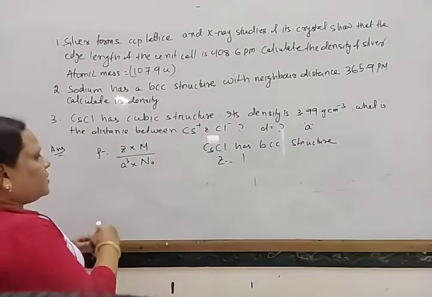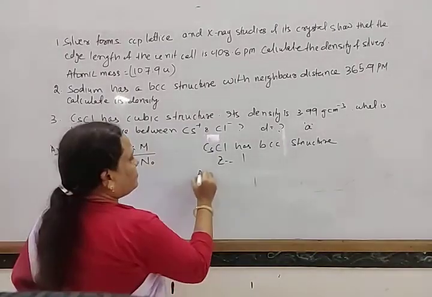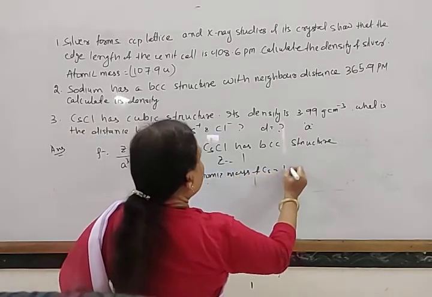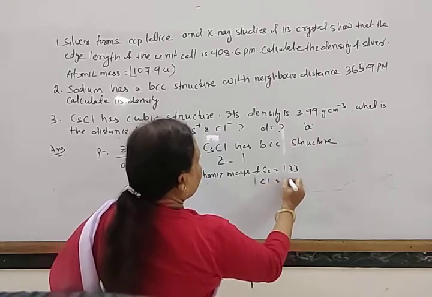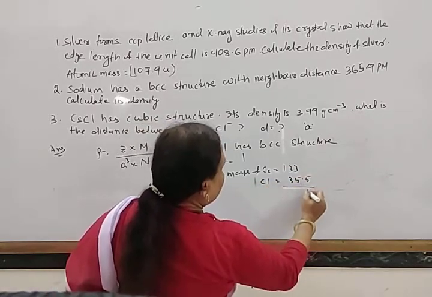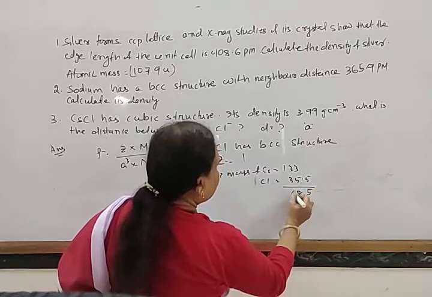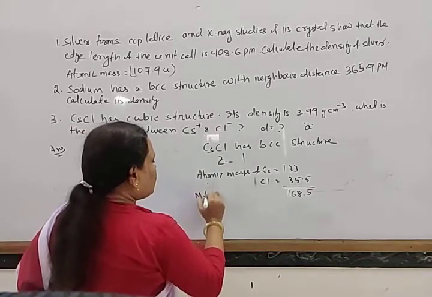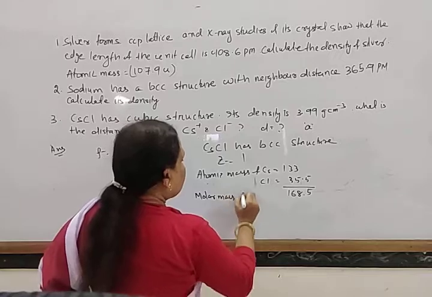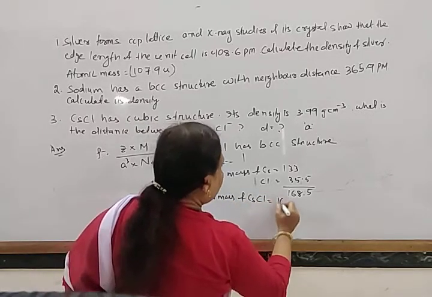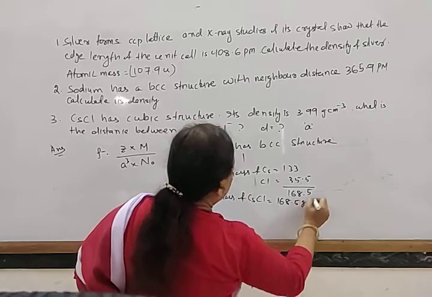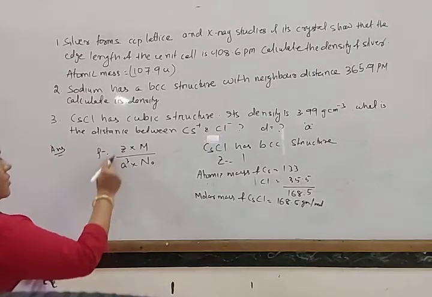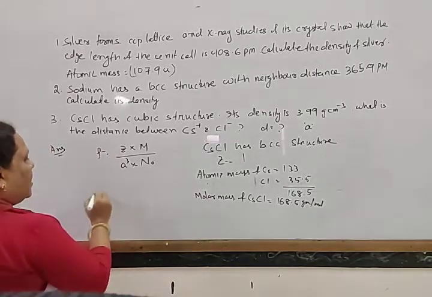The atomic mass of cesium is 133 and that of chlorine is 35.5. In this way, 133 plus 35.5 is 168.5. So the molar mass of cesium chloride is 168.5 grams per mole. In this way substitute these values and find out A cube.